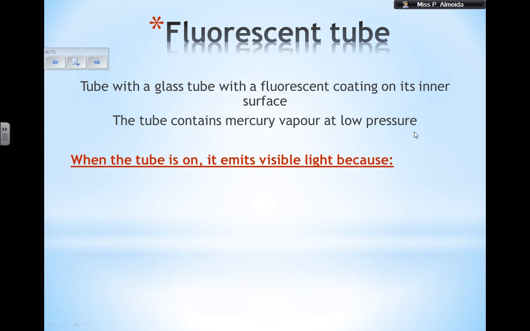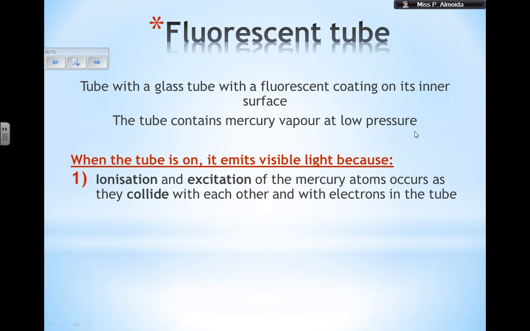So the fluorescent tube is a glass tube with a fluorescent coating on the inner surface. The tube contains mercury, which is that atom that I was telling you about just a moment ago, as mercury vapor at a low pressure, okay? When the tube is on, it emits visible light, and in case you don't know it yet, this is because there is ionization and excitation of the mercury atoms when they collide with each other and with the electrons in the tube.